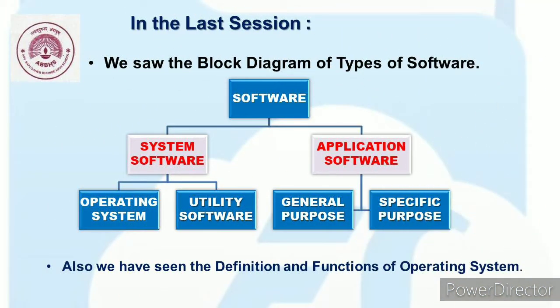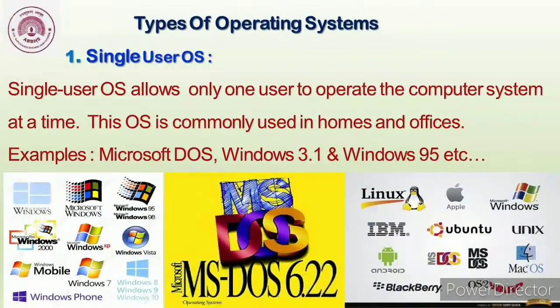In the last session, we saw the block diagram of types of software. Also, we have seen the definition and functions of operating system. Now, let's move on further. Let's see the types of operating systems.